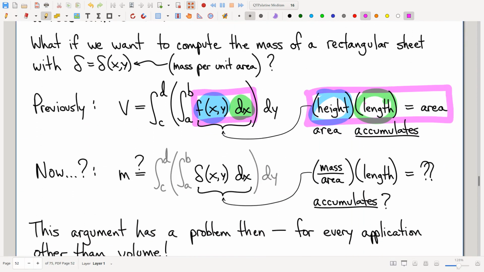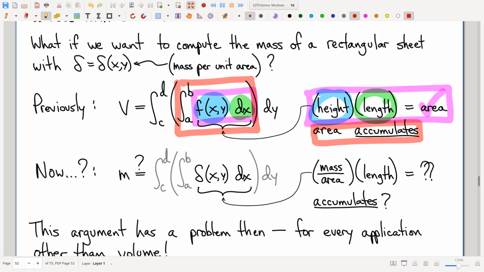All right, so height times length is area. I know what area is, and area accumulates, by which I mean the whole is the sum of the parts, and so I can write down that integral. That's all implicit in the argument that I just made, and it does not work for what we would kind of hope for the mass example.